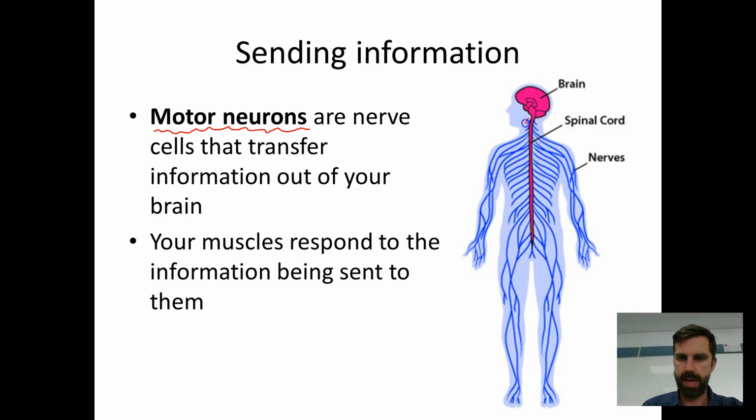So if you had a signal, it might come down your spinal cord. Let's say you wanted your leg to kick. This signal would come down into your leg. And then your muscles are able to respond to the information that comes through those motor neurons. So if this message came down into your thigh muscle, then it would know that it needs to contract, which makes you kick.